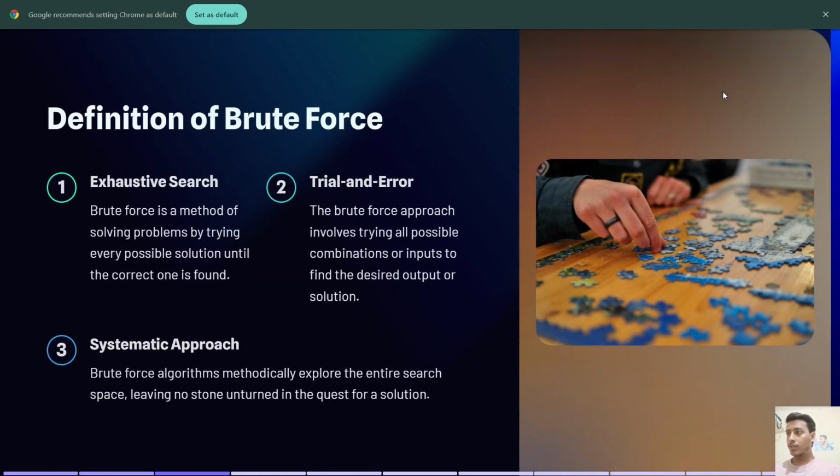Definition of brute force. First one is exhaustive search. Brute force is a method of solving problems by trying every possible solution until the correct one is found. Trial and error method, this is the second one. The brute force approach involves trying all possible combinations or inputs to find the desired output and solution. Or the third one is systematic approach. Brute force algorithms methodically explore the entire space, leaving no stone unturned in the quest for a solution.